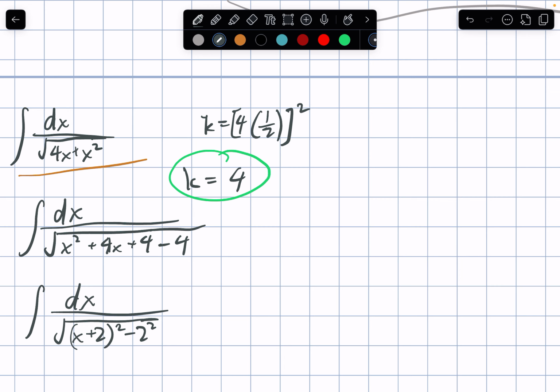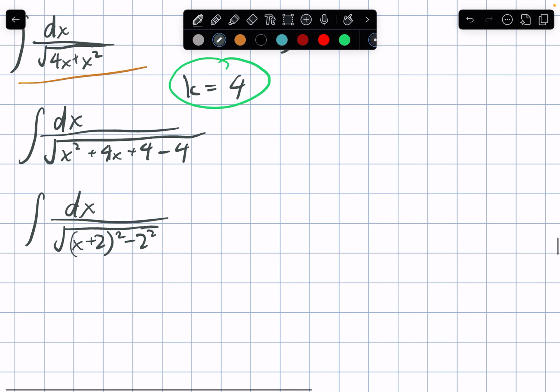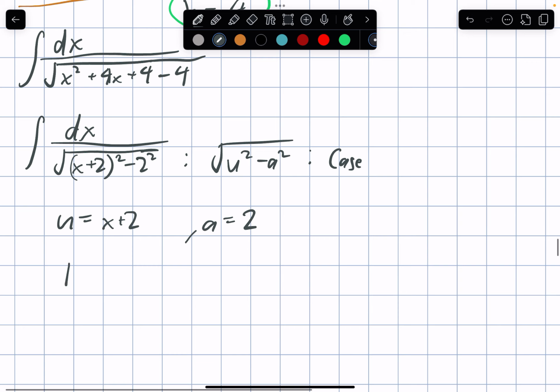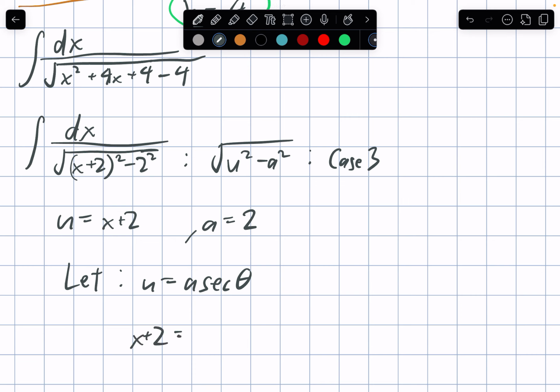Okay, what does this resemble? So u squared minus a squared. This is case 3, secant. So identify what our u is. That is x plus 2. Our a is 2. Let u equal to a, since this is case 3, right? Secant theta. So substitute x plus 2 is equal to 2 secant theta.